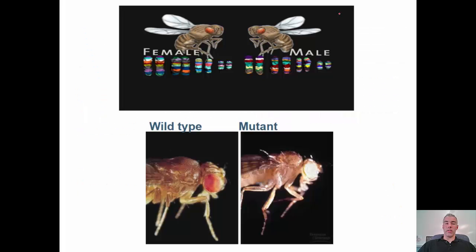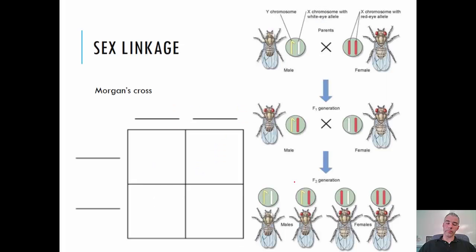So if you look at the Drosophila here, you can see the male versus the female. The female has a pair of sex chromosomes. They're not as differentiated as human ones. But you can see here's the wild type red eye individual, and here's a mutant with white eye. This happens to be a dominant trait, red, as I said, and the mutant white trait is recessive.